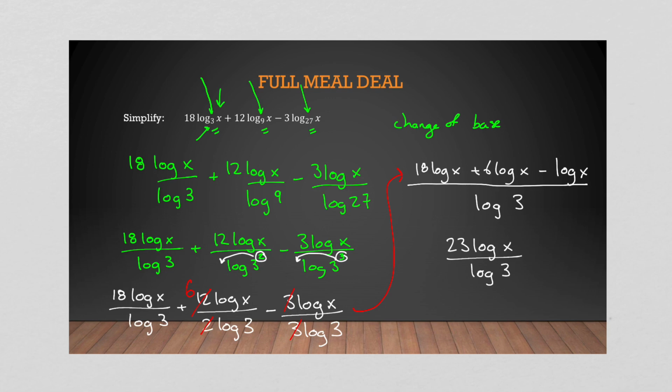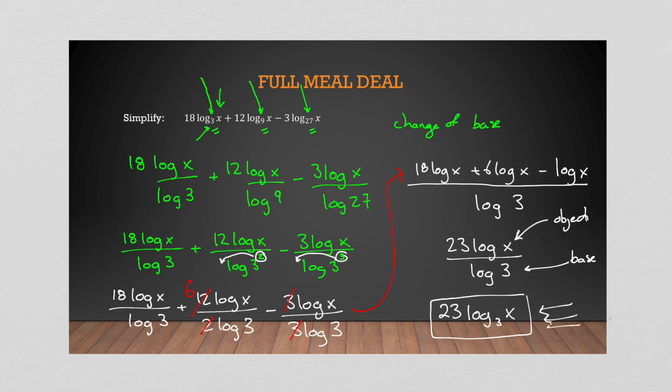The only thing you could do is the reverse change of base law, where this goes back to my object, and this goes back to my base, and the 23 stays. So I have 23 log base 3 of x. And I've simplified that whole statement down into one log statement. The reason why we would do this is because if we were solving our log, which we'll do in section 5.4, we can then free up our x, because we only have one x left now, and we can solve for what it is.